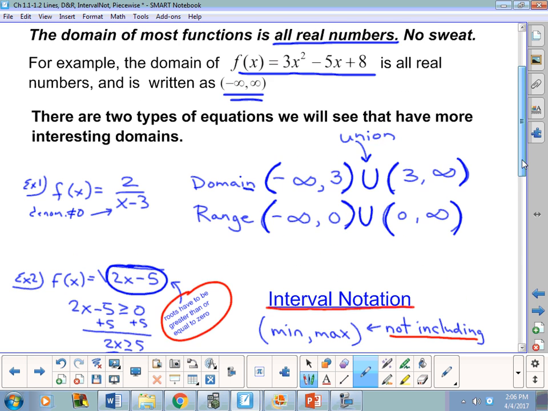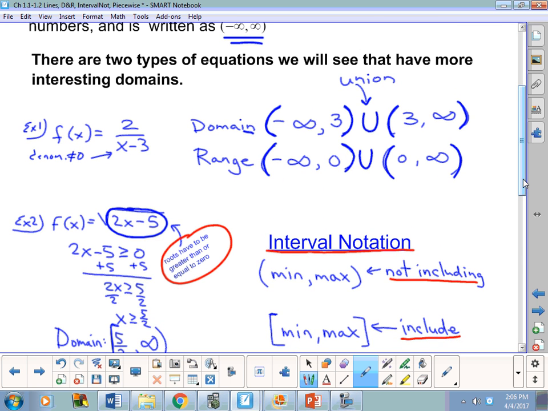And here's some examples. These are really important to write down. Example 1: f of x equals a fraction, 2 over x minus 3. Well, that denominator cannot be equal to 0. So we cannot have a 3 in for x, because if we do, we'll be dividing by 0. So the way we write it in interval notation is that our domain goes from negative infinity to 3, with a union of 3 to infinity.